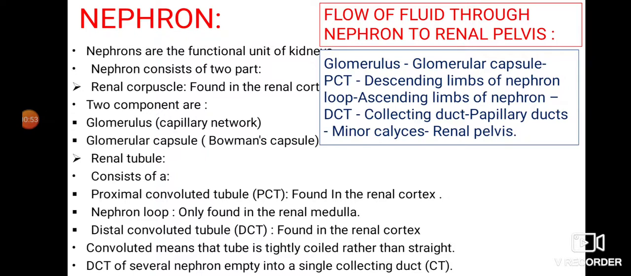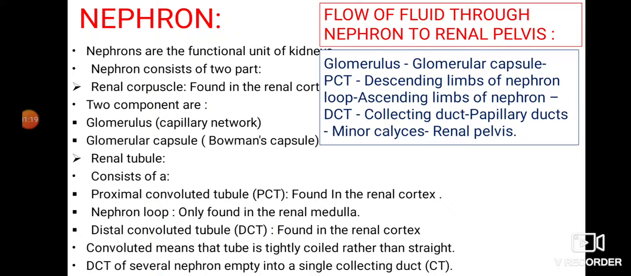One is the PCT, that is known as proximal convoluted tubule, that is found in the renal cortex. The loop of a nephron, that is also known as nephron loop, is found in the renal medulla. And the third part is the distal convoluted tubule, DCT, that is found in the renal cortex.